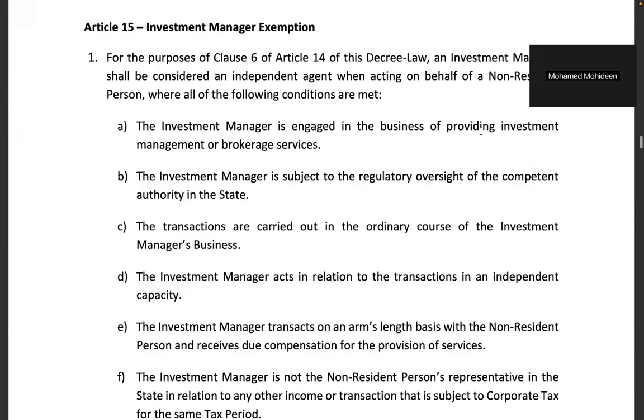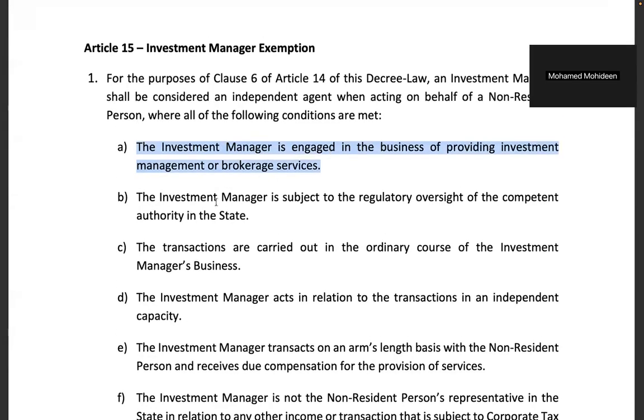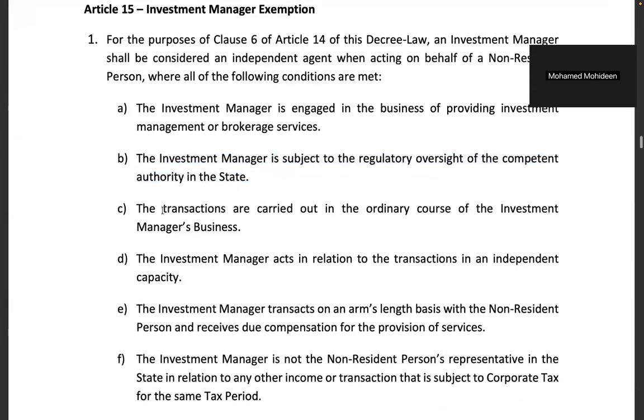The investment manager is engaged in the business of providing investment management or brokerage services. Okay, fine, a common sense point, right? It should be licensed properly. The investment manager is subject to the regulatory oversight of the competent authorities. That also makes sense. Maybe the central bank is checking it, or the DFSA, Dubai Financial Services Authority, or the Financial Services Regulatory Authority. DIFC or ADGM guys are looking over their shoulder, right? So it is a regulated investment manager. Two conditions clear.